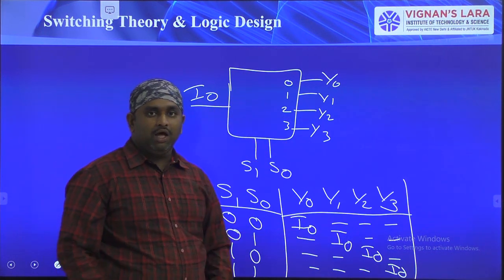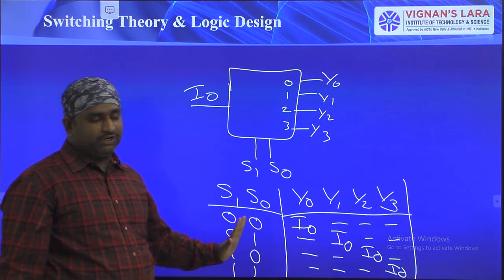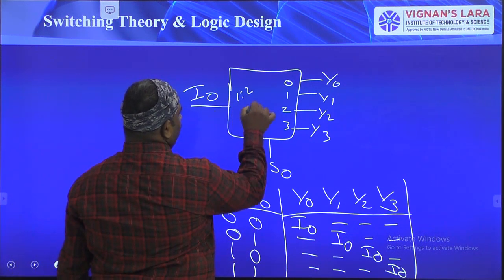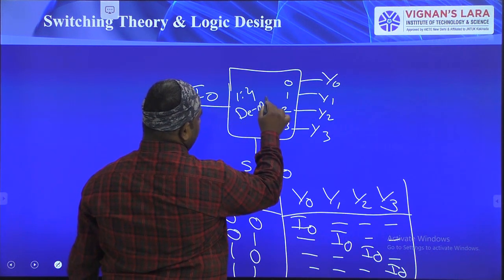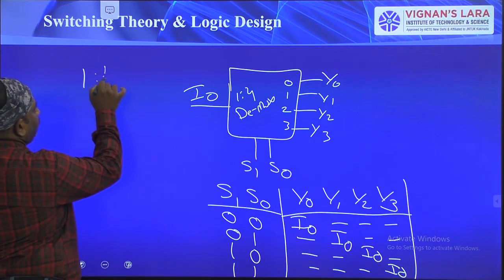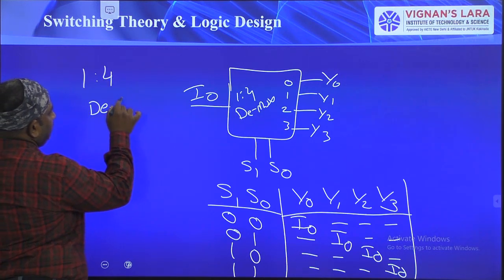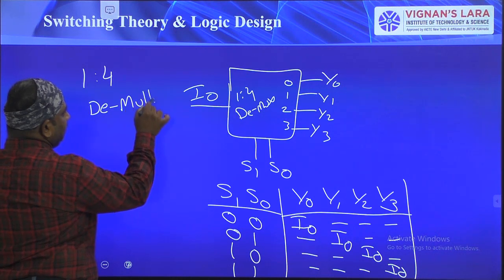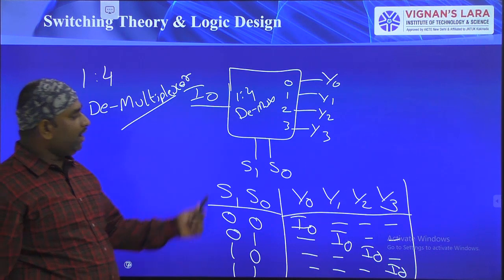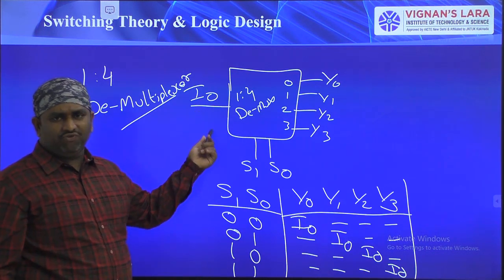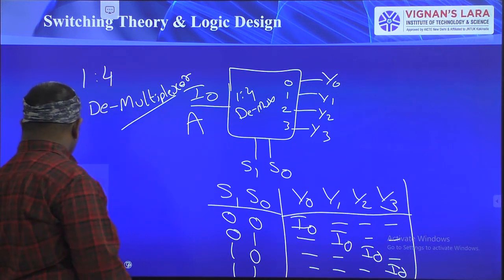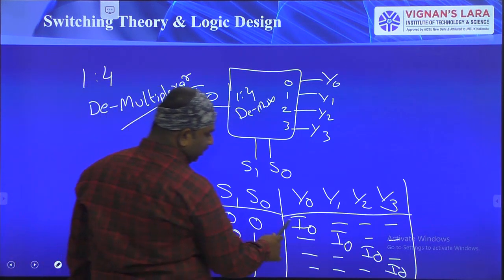So this is the demultiplexer representation. This is an example of a 1 to 4 demultiplexer. Here I have taken the input information as I0. You can take the information as some A. If you take the information as A, it is not necessary to represent it here as I0.